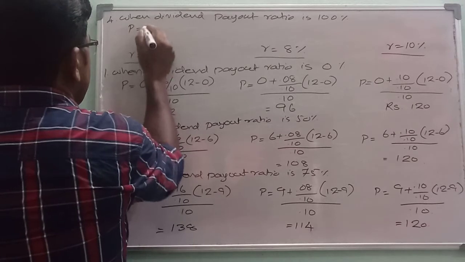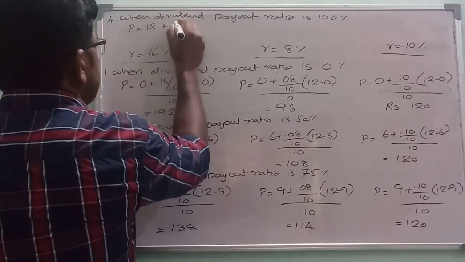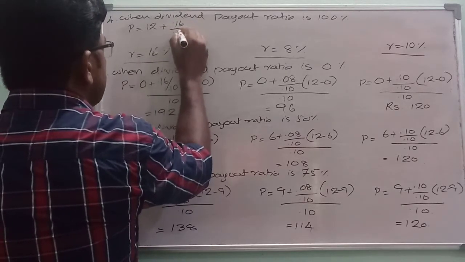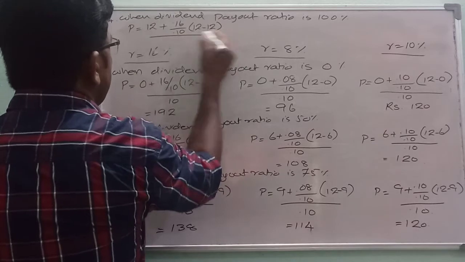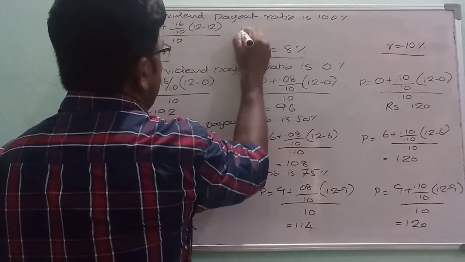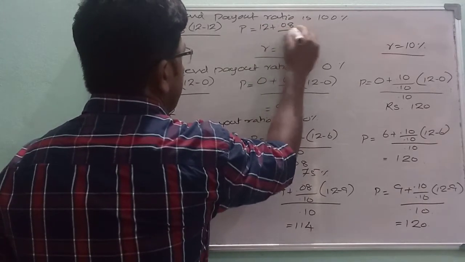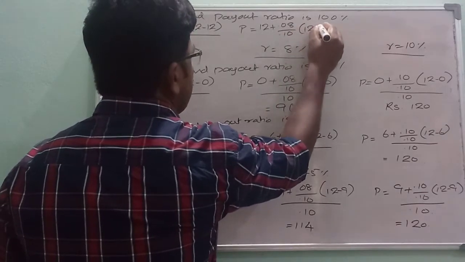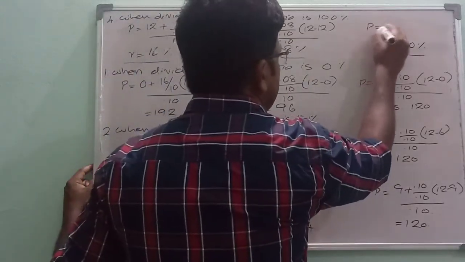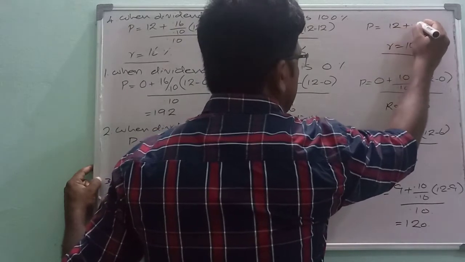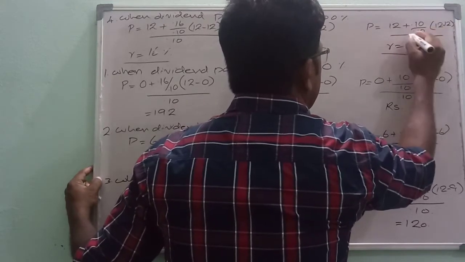P is equal to 12, D is equal to 12 plus R 0.16 divided by 0.10 into E 12 minus 12 divided by 0.10, and here it is P is equal to 12 plus 0.08 divided by 0.10 into 12 minus 12 whole divided by 0.10, and in the third case P is equal to 12 plus 0.10 divided by 0.10 into 12 minus 12 whole divided by 0.10.